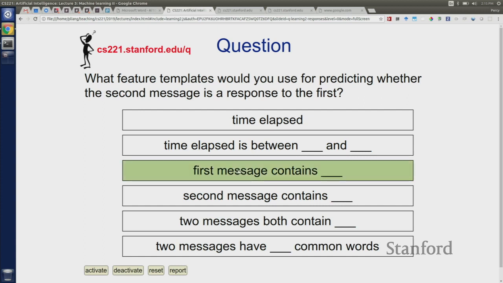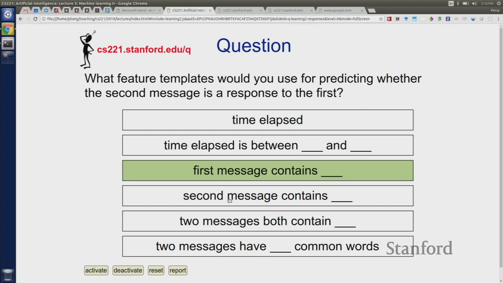What about second message contains a particular word? There's no right answer here. It might be that the first is useful. It might be the second message is useful. And you can probably toss both of them in without hurting things too much.